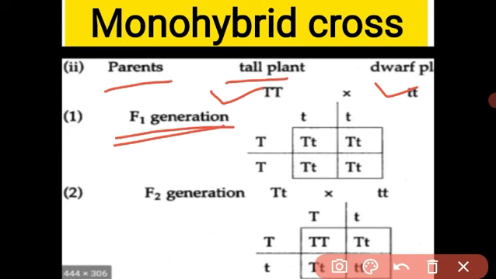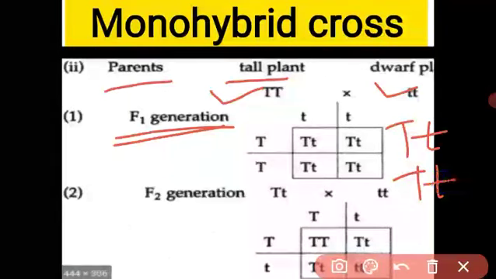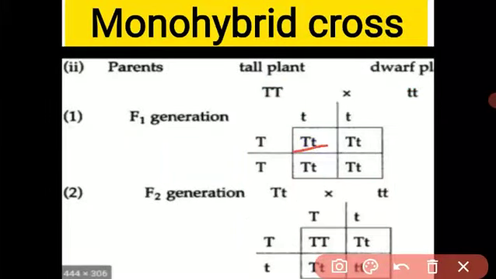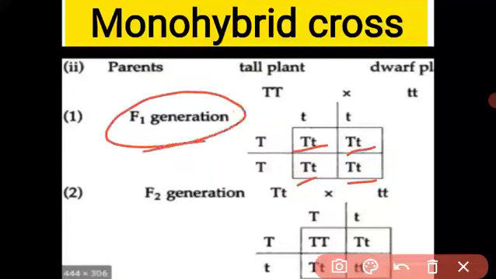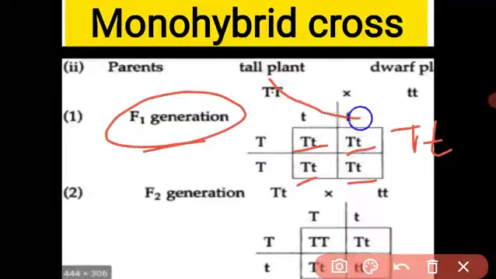In the F1 generation, all offspring are capital T, small t. Capital T, small t, capital T, small t, capital T, small t. What is the result of the F1 generation? All are capital T and small t. Whenever he crossed the tall plant and the dwarf plant, the result in the F1 generation is that all plants are tall.